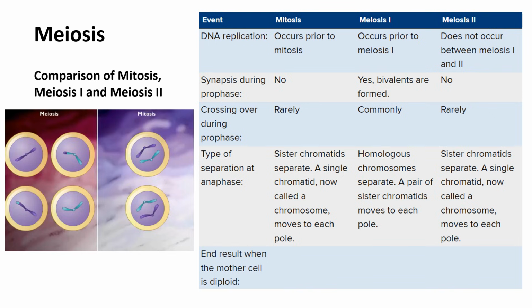And what's the end result of these different types of cell divisions? Well, in mitosis, you have two daughter cells that are diploid and genetically identical. At the end of meiosis II, you have four daughter cells that are haploid. They have half the number of chromosomes that the parent cell had, and they are also genetically unique.